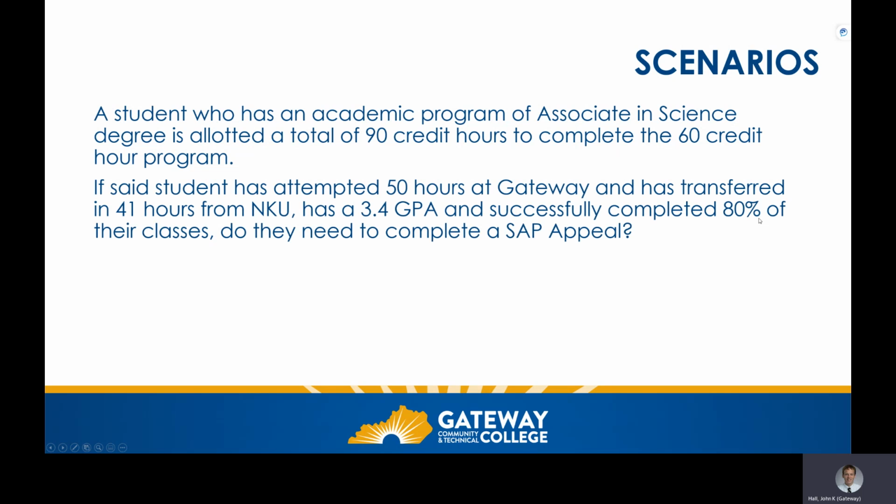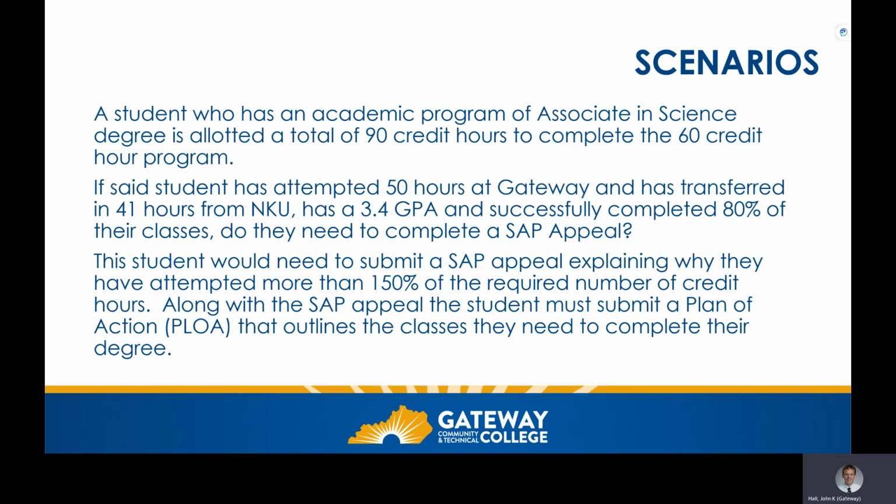That student attempted 50 hours at Gateway and has transferred in 41 hours from Northern. They have a 3.4 GPA and successfully completed 80% of their Gateway classes. Do they need to complete a SAP appeal? The answer is yes. Even though the GPA is good and the completion rate is good, because that student has transferred in 41 hours and attempted 50 hours, they are over that 90 credit hour limit.